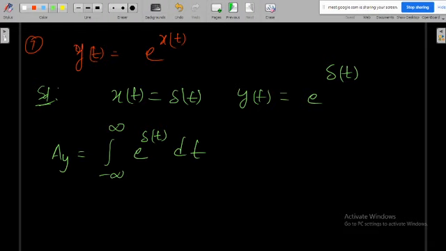Okay, so whenever the situation is like this, integration of e power delta t dt, again when will this delta t be valid? The delta t will be valid only when t is equal to 0. When t is equal to 0, this is like e.